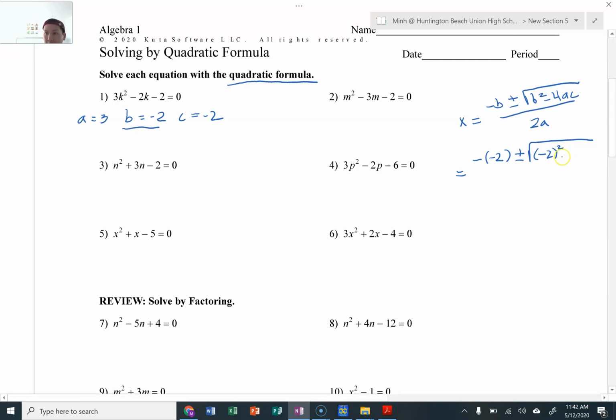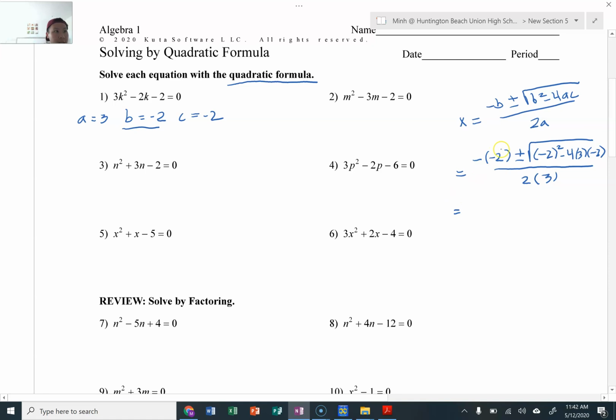Notice how I'm using parentheses every time I'm plugging a negative number into a variable value. And then I have minus 4, my a is 3, and then my c is negative 2. Right, negative 2. Well, I'm not done yet. Now I've got to do my denominator. I've got 2, and I'm going to put in 3. So notice that the first step is just plugging it in and not really worrying about the math yet. So let's now start on the math.